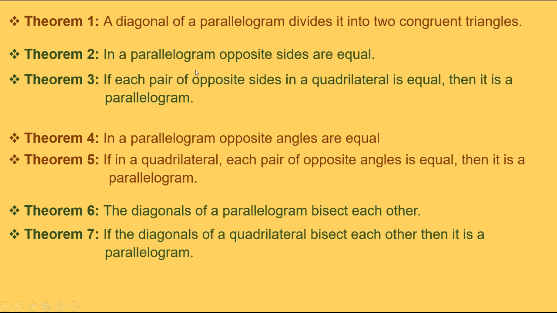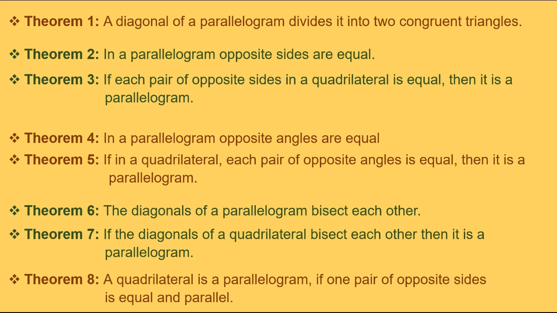So a quadrilateral is a parallelogram if each pair of opposite sides in it is equal. A quadrilateral is a parallelogram if each pair of opposite angles is equal. Also, a quadrilateral is a parallelogram if its diagonals bisect each other. There's another criteria for a quadrilateral to be a parallelogram. That is Theorem 8. A quadrilateral is a parallelogram if one pair of opposite sides is equal and parallel.